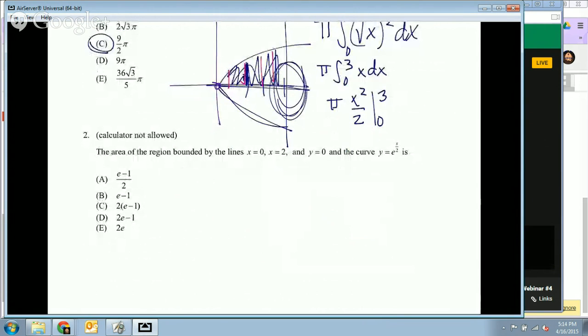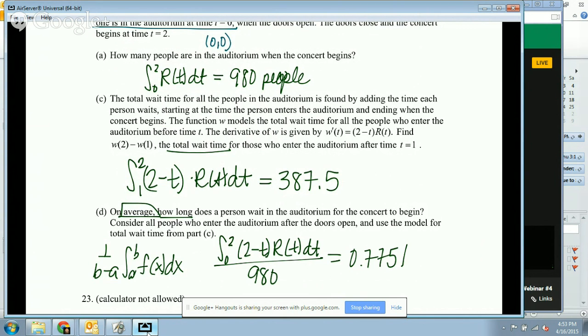All right. Here I have the area of a region bounded by the line, the x-axis, and a curve y equals e to the x over 2. So this is a calculator not allowed, so it could look really scary at first. It is not that bad. Notice that all the multiple choice options leave things in terms of e, so it's probably one of those problems that adds to a panic.